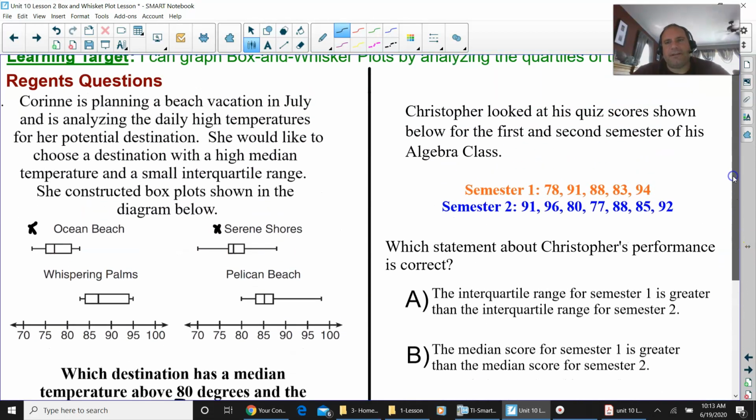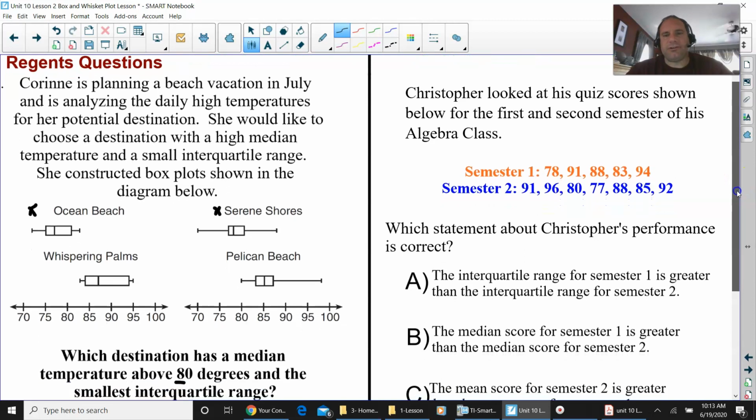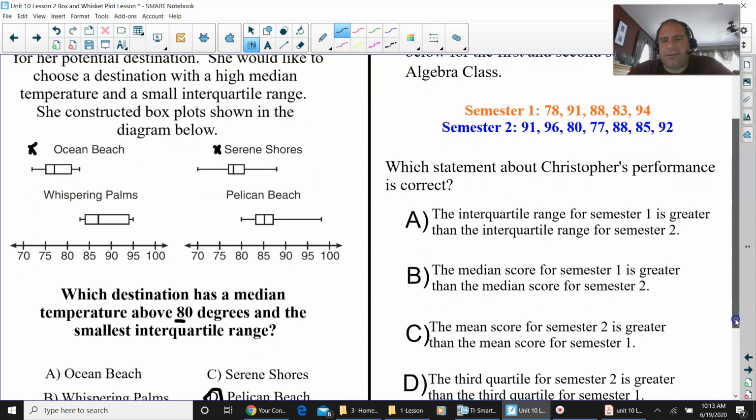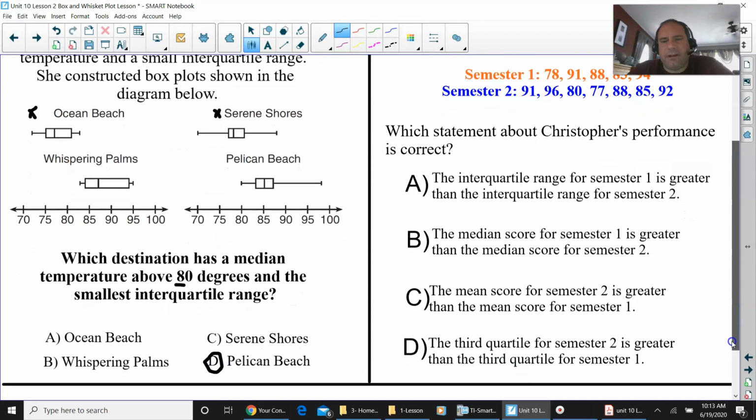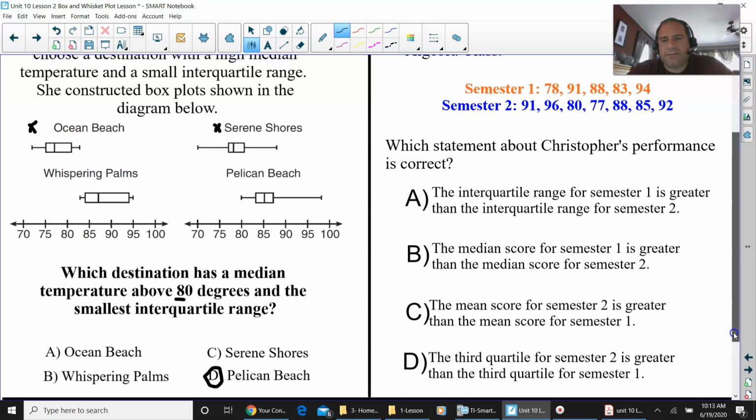So we have the second question right here. Christopher looked at his quiz scores shown below for the first and second semester of his algebra class. Well, I'm going to give you a chance to do this on your own. Go ahead, see if you could put these two semesters in separately. They're asking about Christopher's performance in the first semester versus the second semester. The interquartile range for semester 1 is greater than the interquartile range in semester 2. The median score semester 1 is greater than the median score for semester 2. The mean is greater, the third quartile for semester is greater.